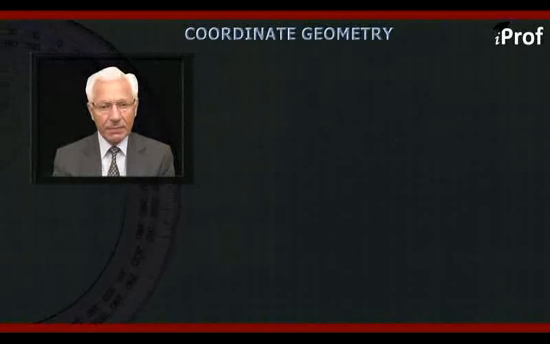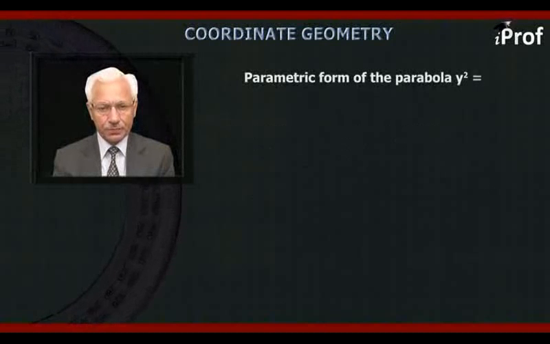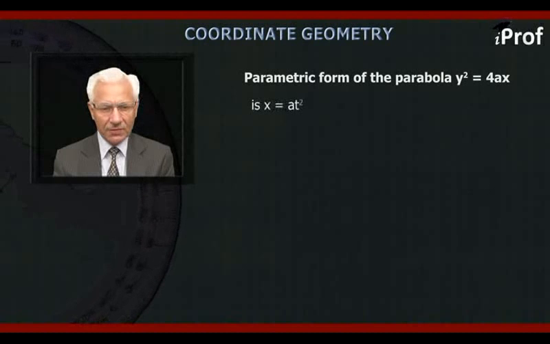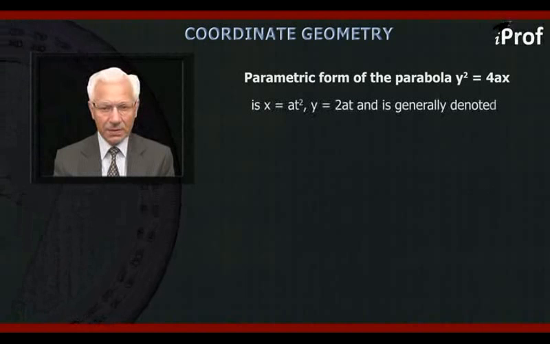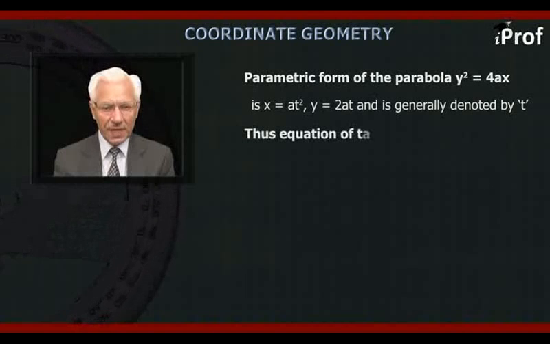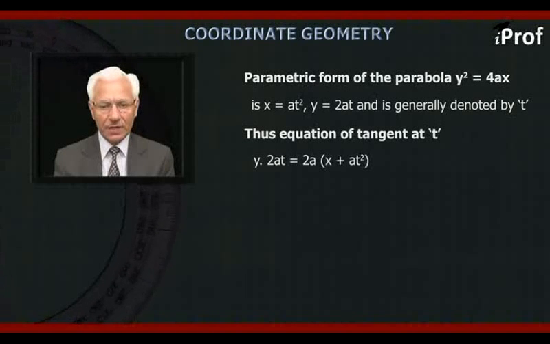Now we take a parametric form of the parabola, y squared equal to 4ax. It is x equal to at squared, y equal to 2at, and t is generally used as the parameter. Thus, the equation of the tangent at the point t becomes y into 2at is equal to 2a times (x plus at squared). Here we use yy1 equal to 2a times (x plus x1), which simplifies this to ty equal to x plus at squared.